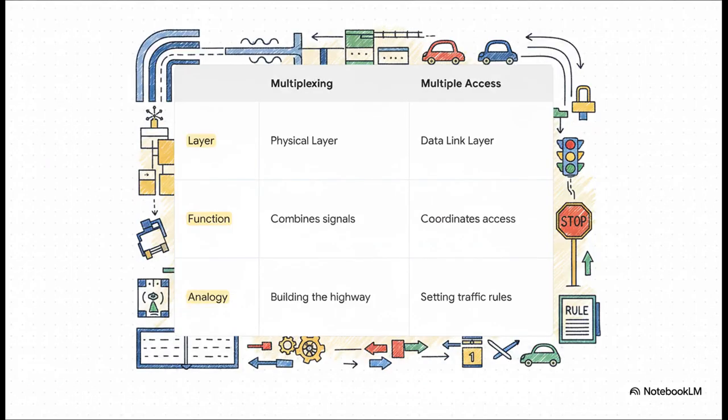So this brings us to a really crucial distinction. Multiplexing is the physical engineering of the highway, how we combine the signals onto one link. Multiple access, on the other hand, is the set of traffic rules that decides who gets to use that highway and when. You can think of it as physics versus policy.